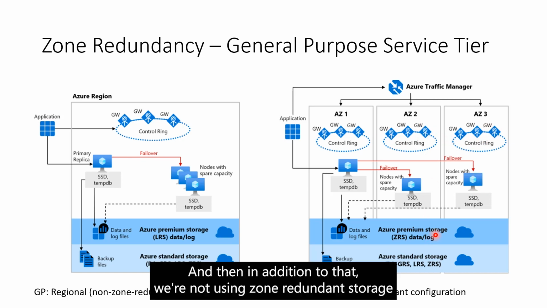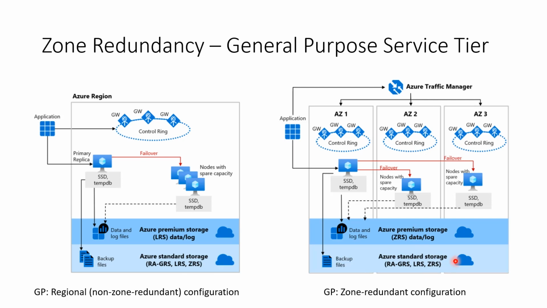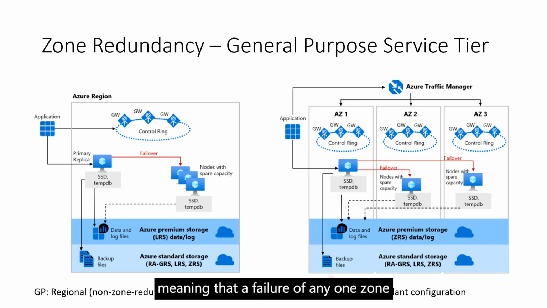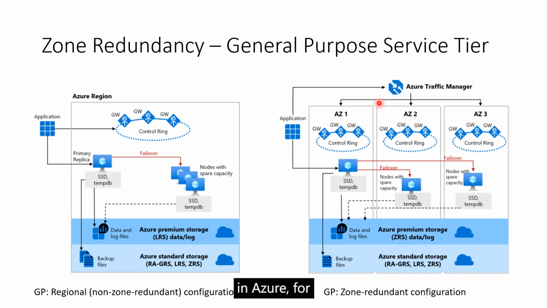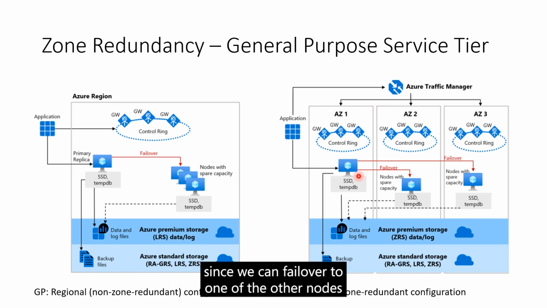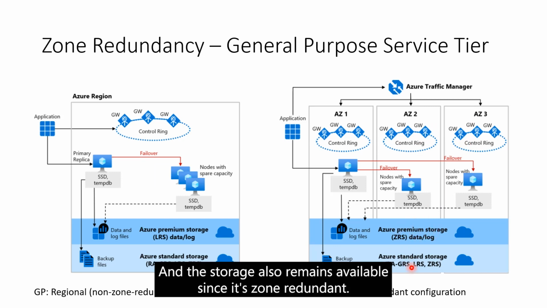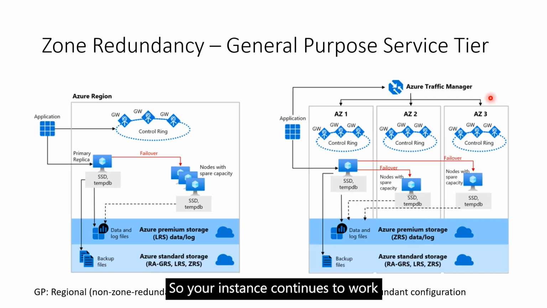In addition to that, we're now using zone redundant storage both for the data and log files and also for the backup files, meaning that a failure of any one zone in Azure for whatever reason will not bring down your instance, since we can fail over to one of the other nodes and keep using other gateway services. The storage also remains available since it's zone redundant, so your instance continues to grow and continues to work.